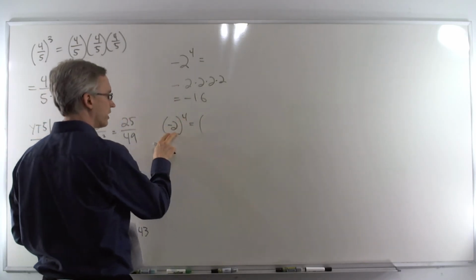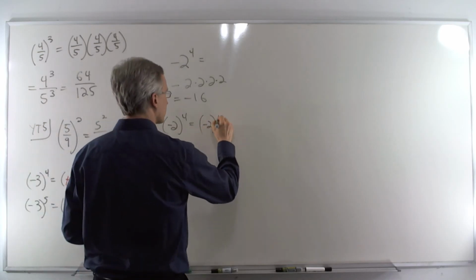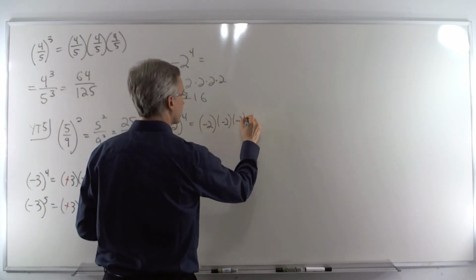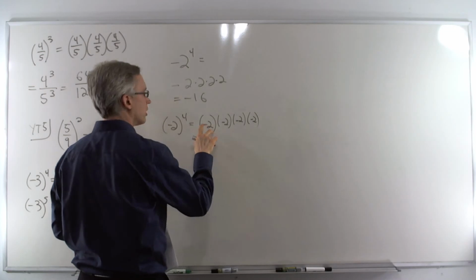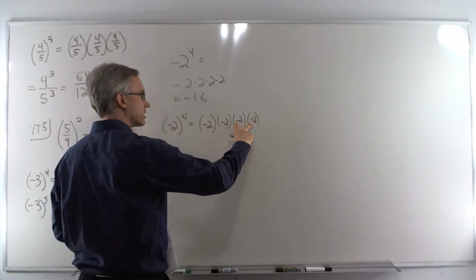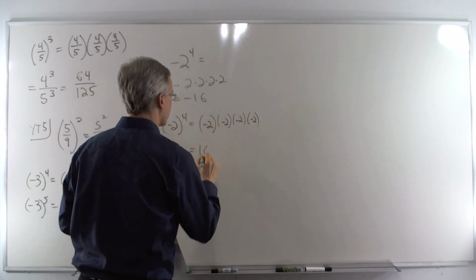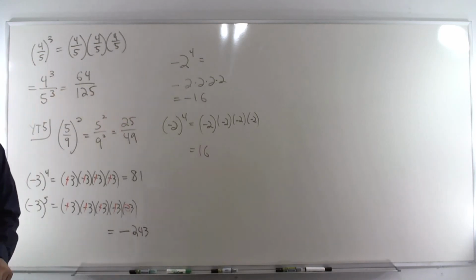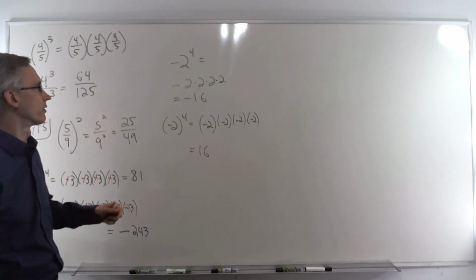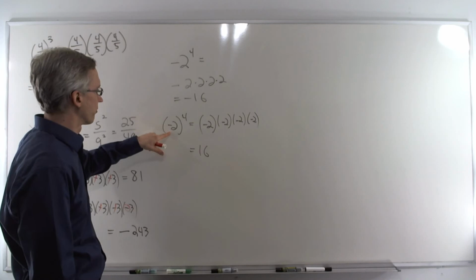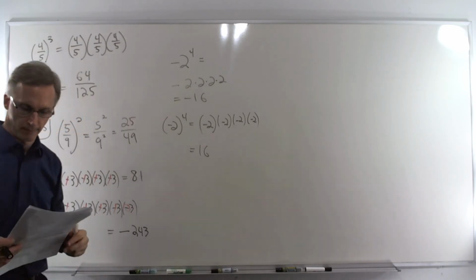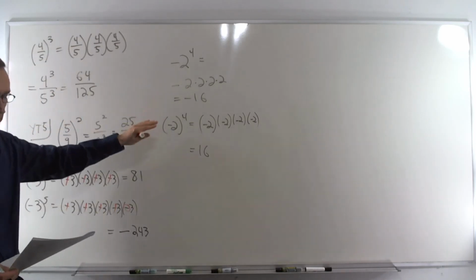All right, here, -2 is the base, so that's -2 times -2 times -2 times -2. This pair of negatives cancels, this pair of negatives cancels, we got +16. So, very different answer there if we enclose the -2 in parentheses or if we don't. All right, so make sure you know the difference between those two situations.